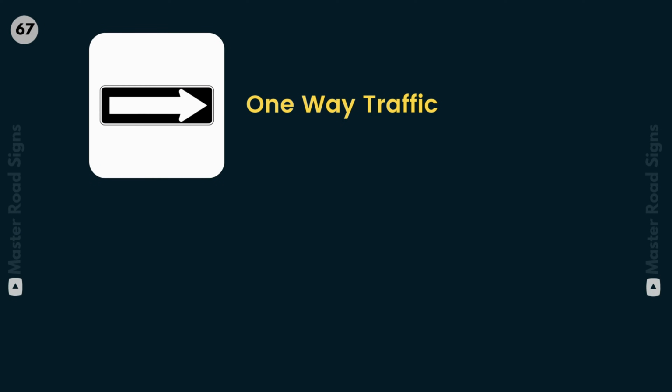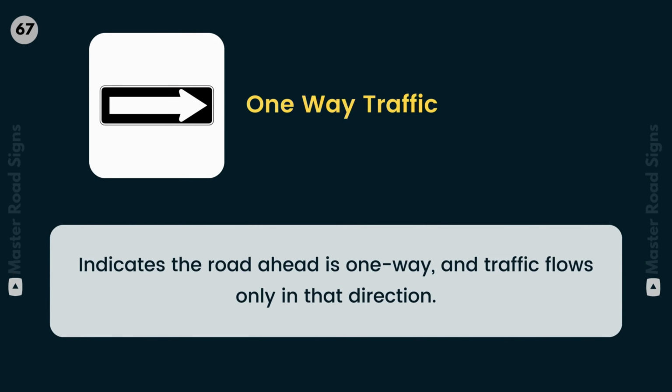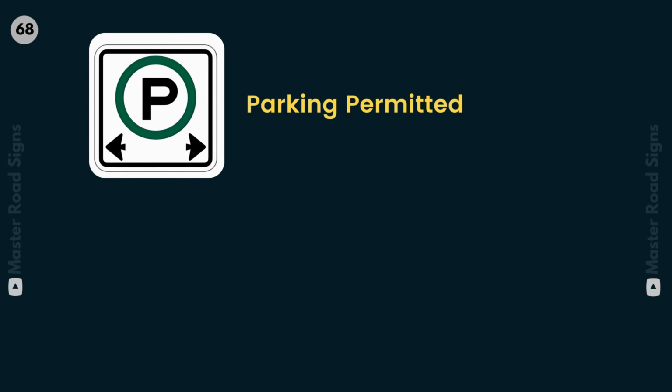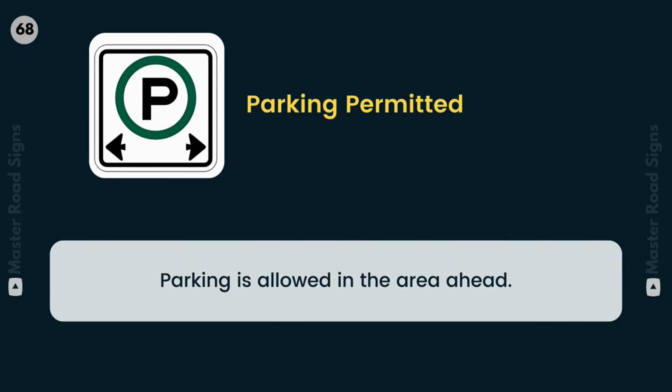One-way traffic sign. Indicates the road ahead is one way and traffic flows only in that direction. Parking permitted sign. Parking is allowed in the area ahead.